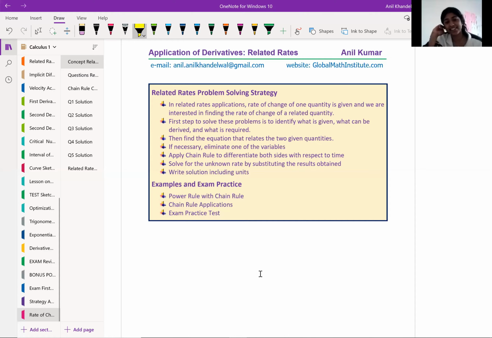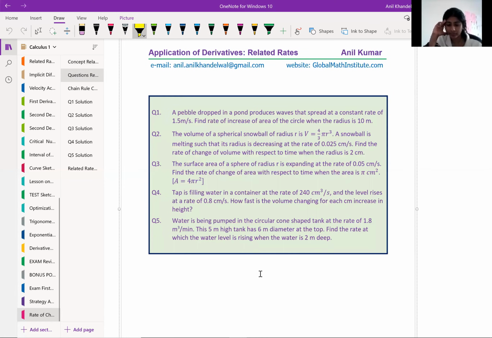So we have examples and exam practice. We will actually apply the power rule and the chain rule. So that means you have to look into chain rule applications, and the questions are actually from previous test papers. So I'm calling it an exam practice test. Okay, so let's look into the type of questions which we are going to solve today.